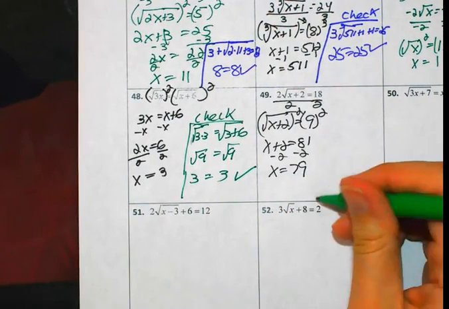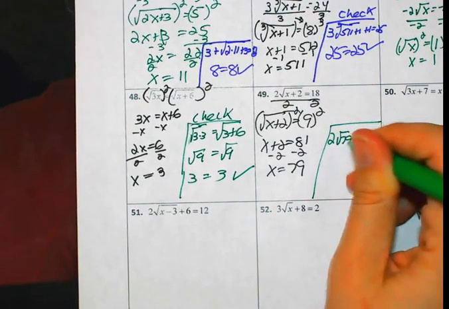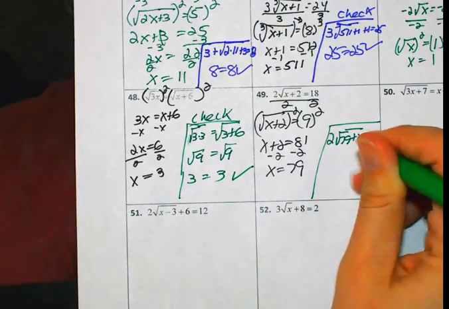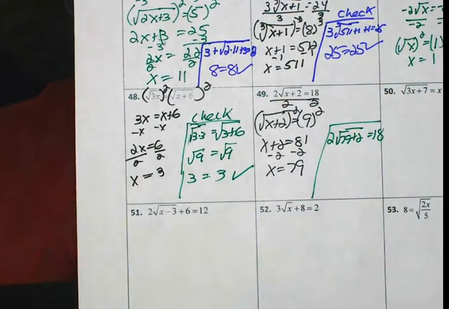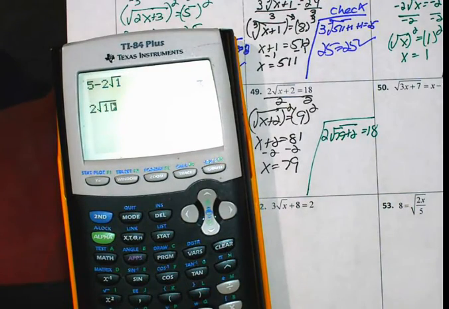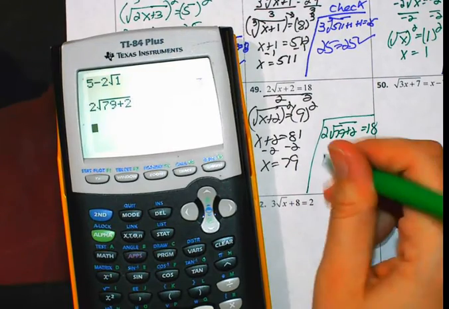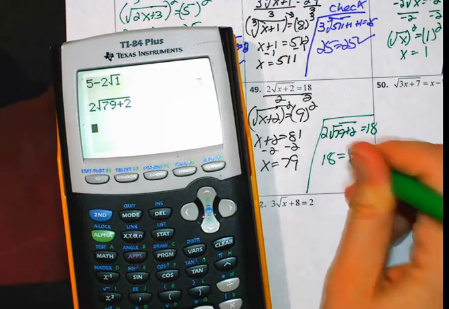Check to make sure that the solution works. 2 square root of 79 plus 2 should equal 18. Plug that into your calculator. 2 square root of 79 plus 2 gives me 18. 18 equals 18, and that one checks out too.